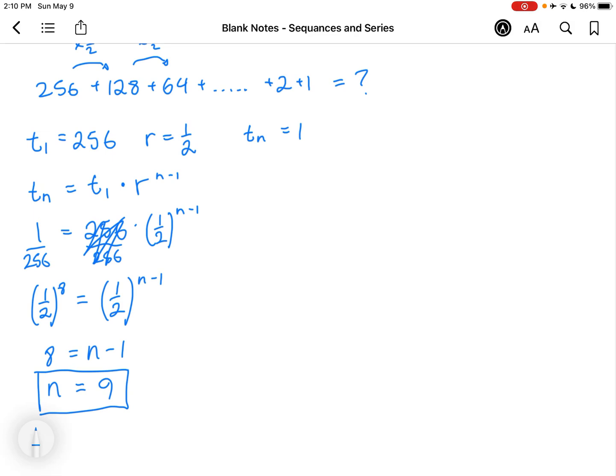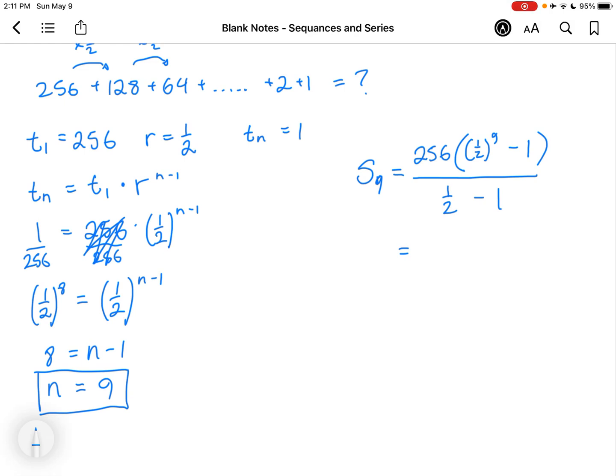Okay, so the question asked how many games are there in this Scrabble tournament. If we want to know the number of games, we need to know what's S9. And S9 is T1, so that's 256, times R to the 9, R is 1/2 to the 9 minus 1 over 1/2 minus 1, R minus 1. I just said earlier that I usually go the 1 minus 1/2 if the values are smaller than 1, and I just didn't do that. But there you go. It doesn't matter. We're going to get the same answer no matter what.